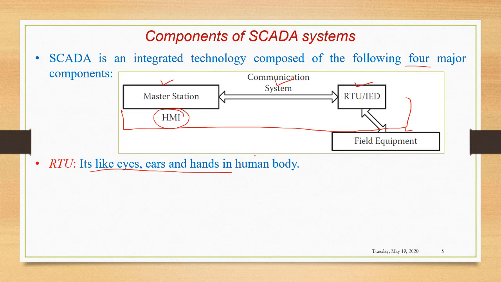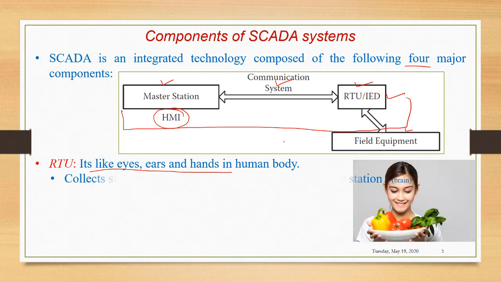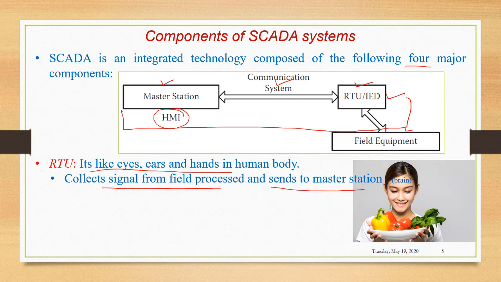So likewise here, the RTU acts like eyes and ears to acquire data from the field, and it also acts as hands: it gets the control signal from the master station and actuates. You can see a human body here. So it collects signals from the field, processes them, and sends them to the master station.